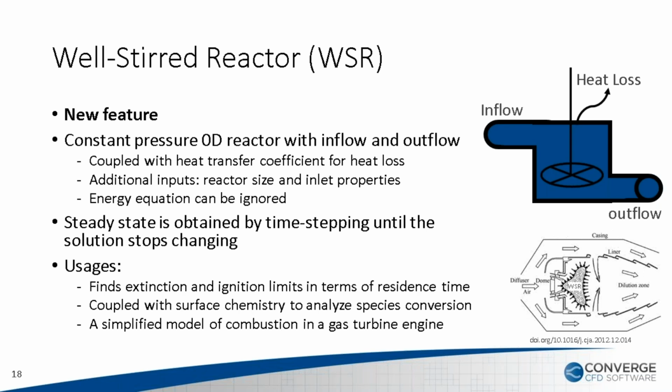As for usage of this Wellster reactor, we can find the extinction and ignition limit as a function of residence time. Residence time is kind of an indicator of the mass flow rate. You can also couple this with surface chemistry and analyze species conversion in a Wellster reactor. Sometimes this is also used as a simplified model of combustion in a gas turbine engine. You can see on the left here, you have a Wellster reactor right smack in the middle of the gas turbine combustor to model the flame.